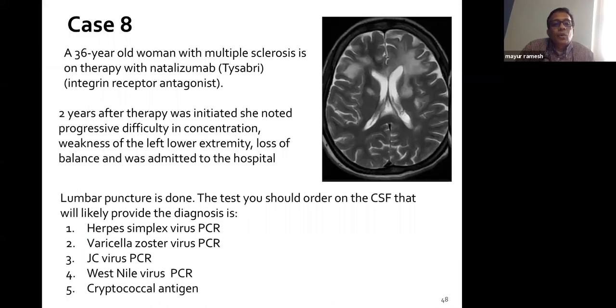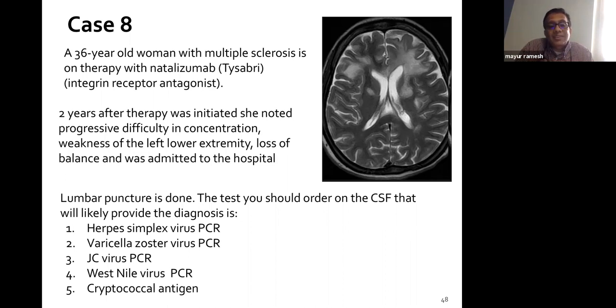Okay, now a 36-year-old woman with multiple sclerosis is on therapy with natalizumab, or Tysabri. It's an integrin receptor antagonist. Integrins are necessary for neutrophil migration into the tissue. So when for whatever reason we need neutrophils to go into the tissue, they attach to integrins, and integrins help secure them. Then they go between the vascular endothelium spaces and into the tissue. That's how the integrin receptor antagonists work.